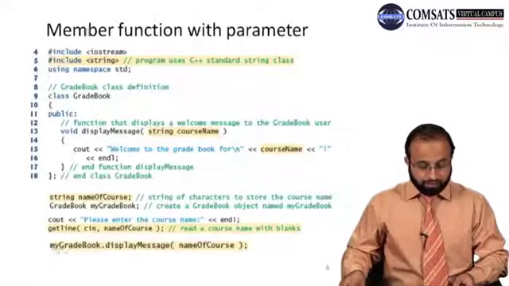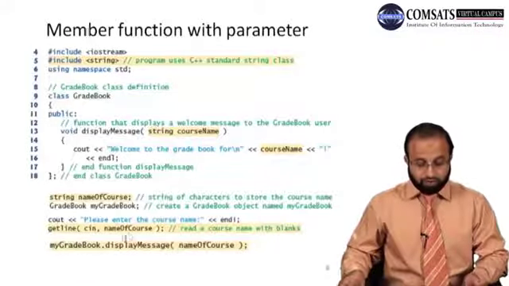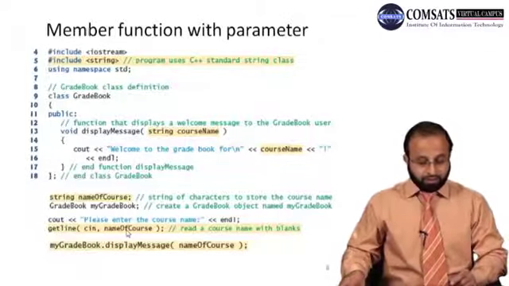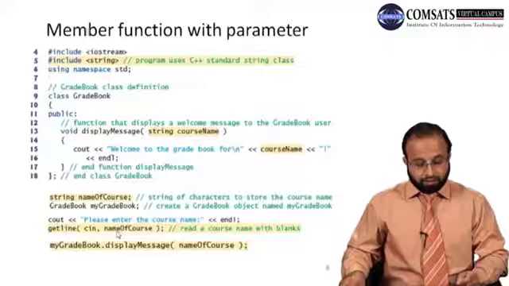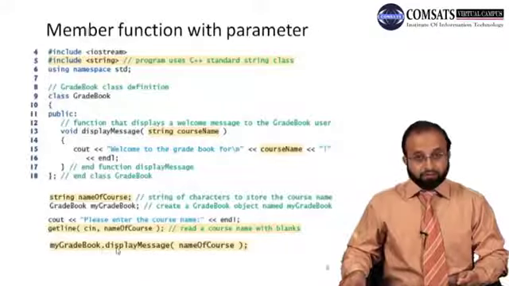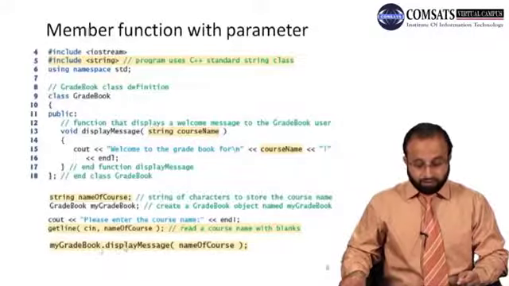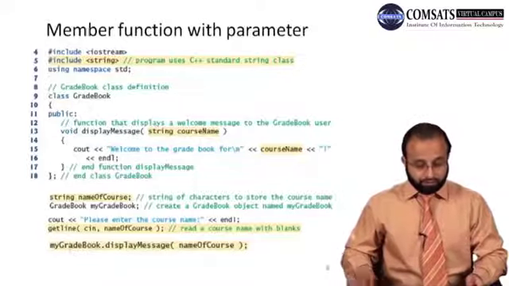Then you call the function mygradebook.displayMessage and the name of the course. The name of the course is what the user entered over here. So whatever name the user entered before, as input, because getline, this function, is the input function. It reads from the standard input and writes it onto this string name of course, right? And then you are passing this name of course to the display message function by calling it with the mygradebook object, right?